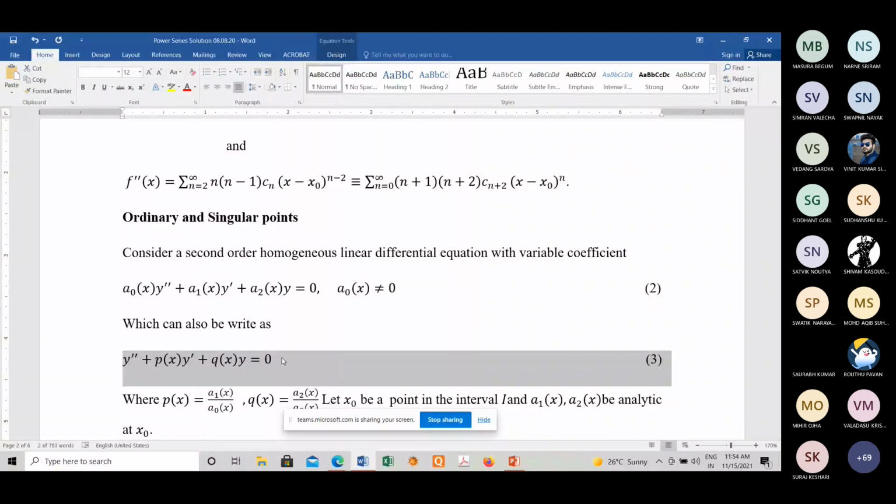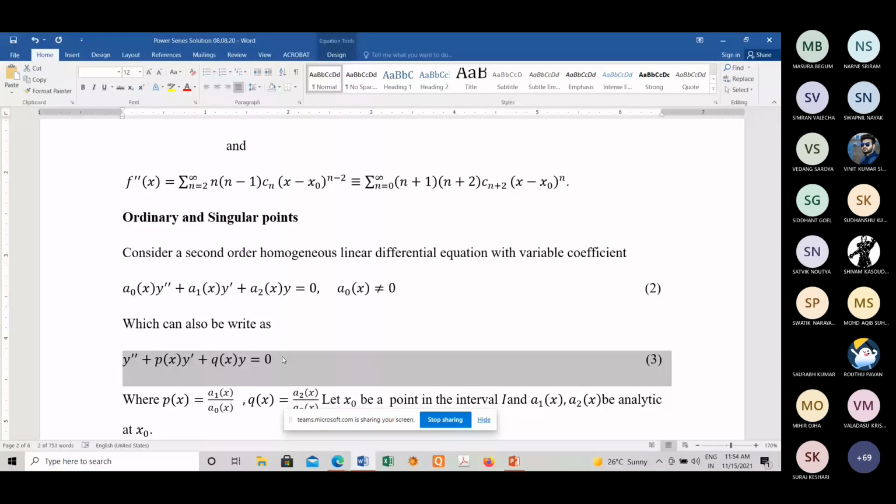Again I am repeating. You must remember it in my class itself. It should not be that we will memorize it later. You should understand here. A point x equal to x naught is said to be an ordinary point of the differential equation y double dash plus p x y dash plus q x y equal to 0 if p x and q x both are analytic at the point x equal to x naught.